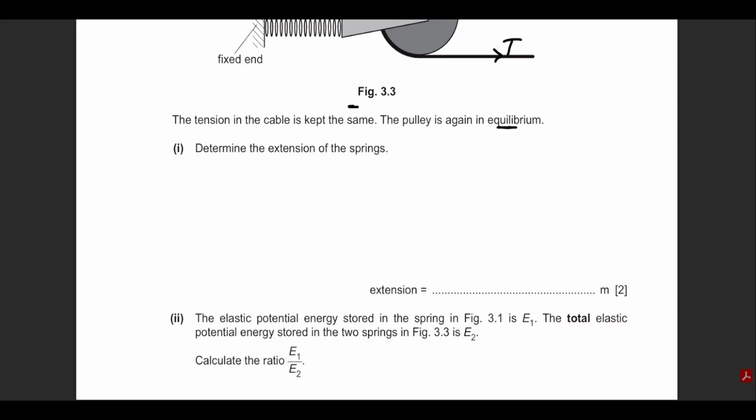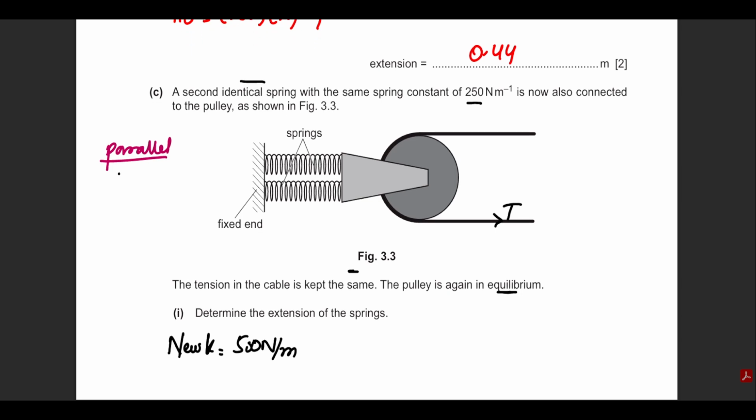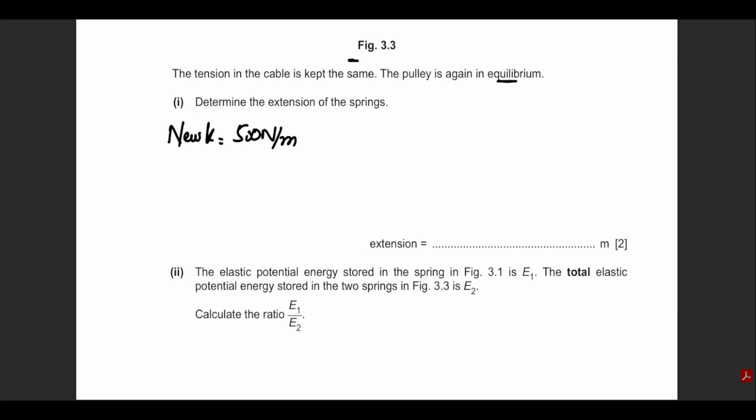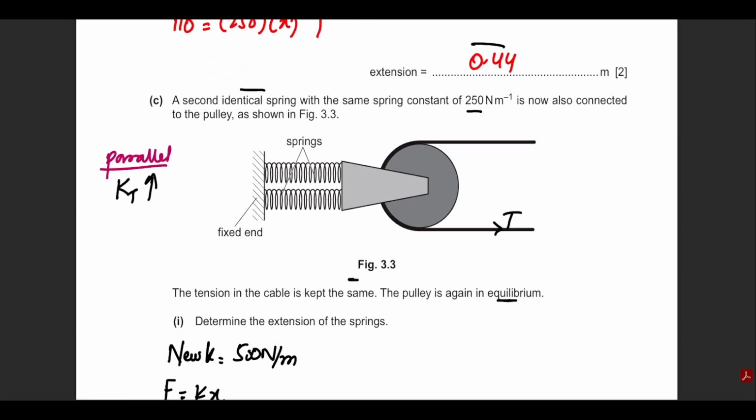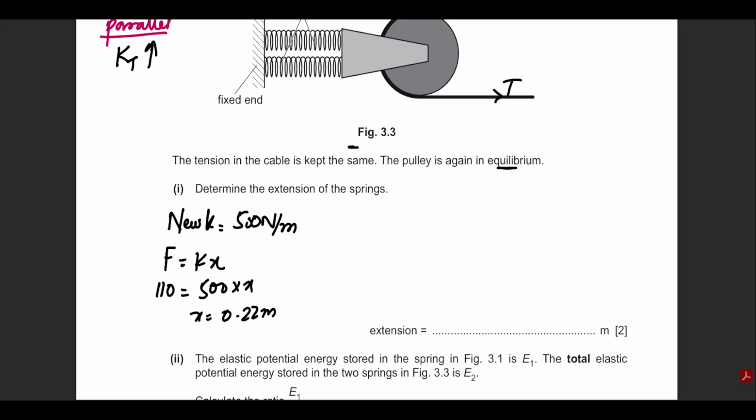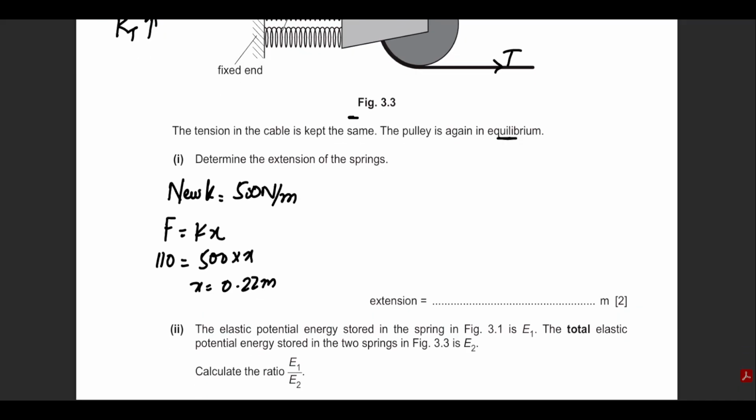So if you notice, the new spring constant should have been 500 newtons per meter, because in parallel, the total spring constant generally increases. So according to this, the extension should be F equals Kx. The force is 110 equals 500 multiplied by X. X would come out as 0.22 meters, exactly half of this part. As I mentioned earlier, the force equally divides and the spring experiences half the force.